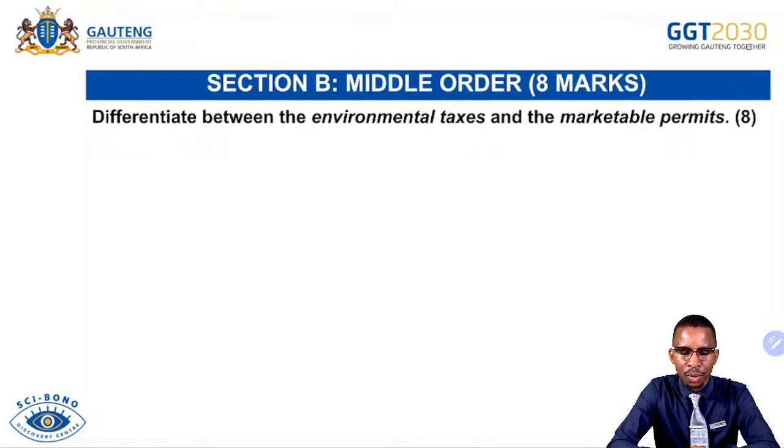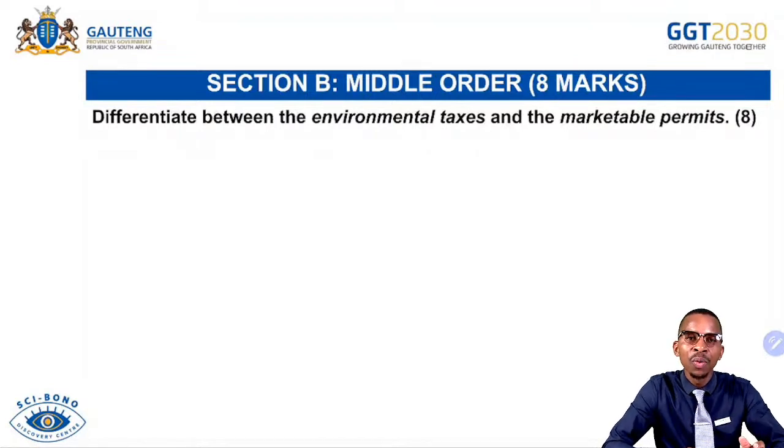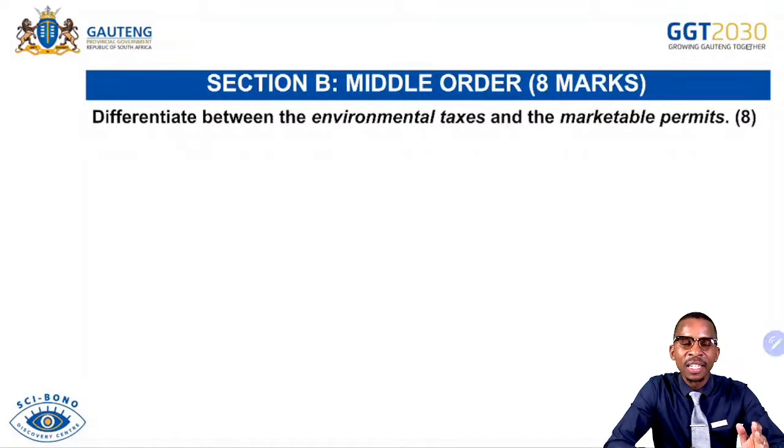And then we continue to differentiate between environmental taxes and marketable permits. So we go straight to environmental sustainability. If we talk about environmental taxes, we refer to the green taxes that are imposed on greenhouse emissions caused by businesses as they produce goods and services. Remember, when firms are producing, they burn fossil fuels which damages the environment and causes air pollution. For that sake, the state intervenes by doing what?